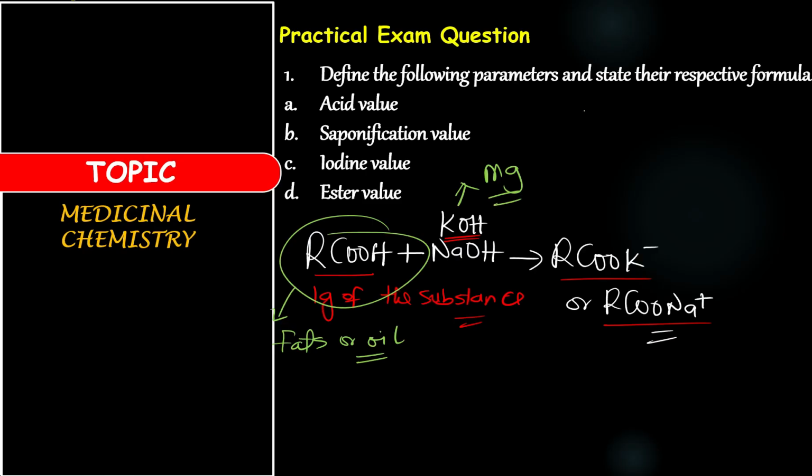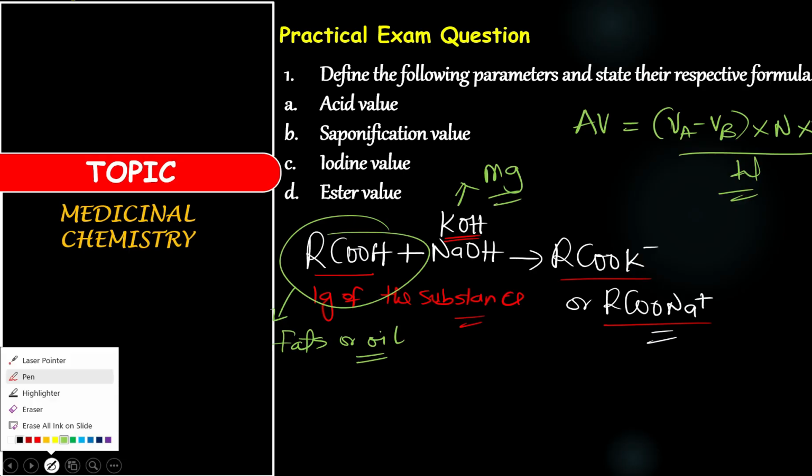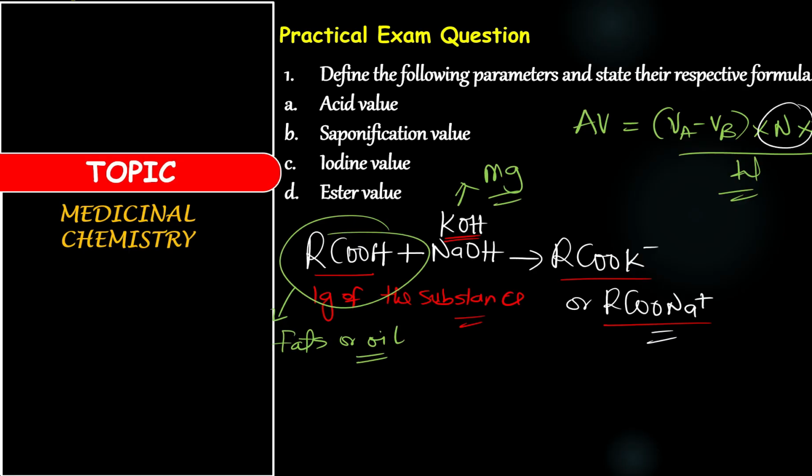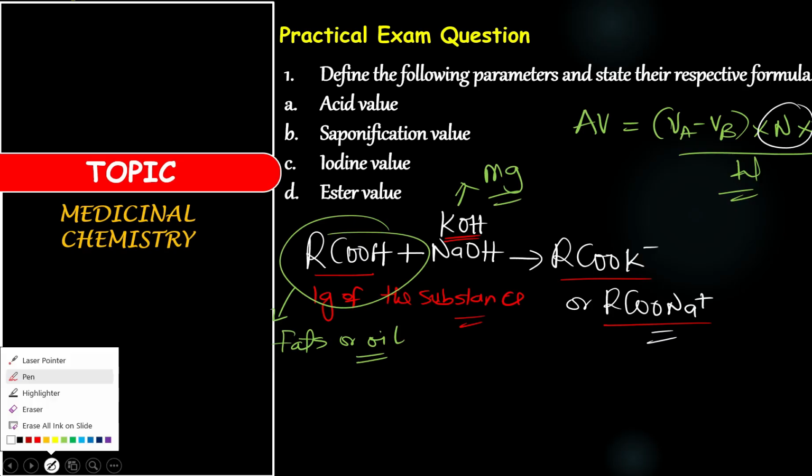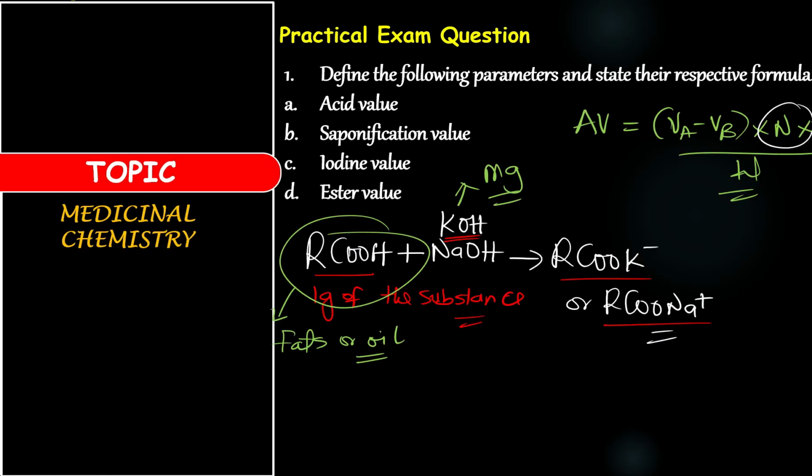So the formula for that acid value is supposed to be, sorry about that, VA minus VB times normality times 56.1 divided by W. So in place of the molarity that I wrote before, please correct it to normality. Is that okay?